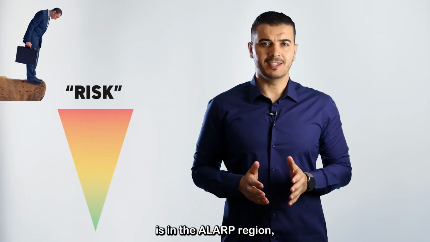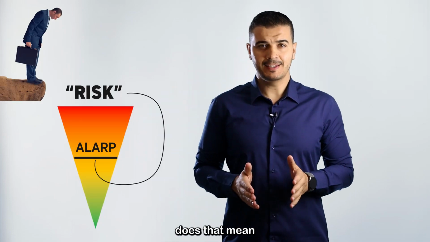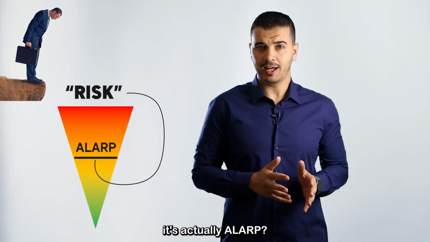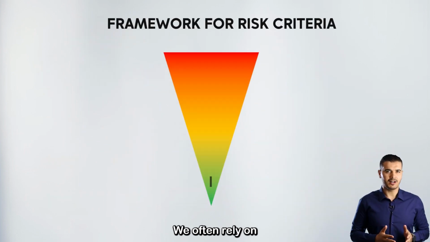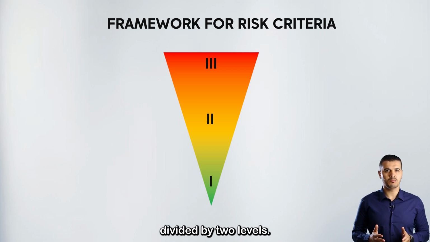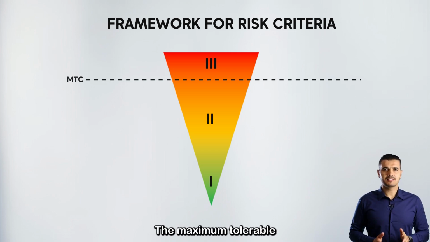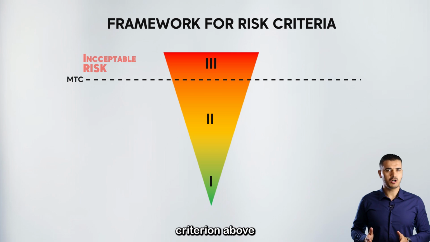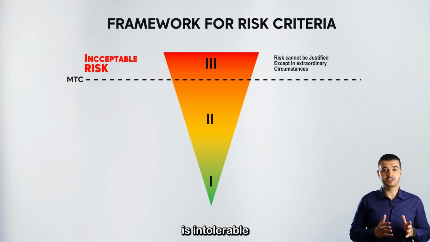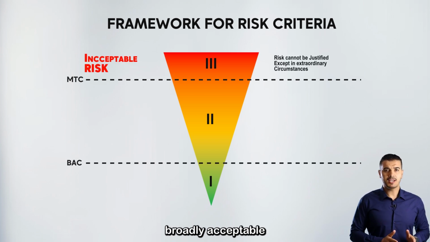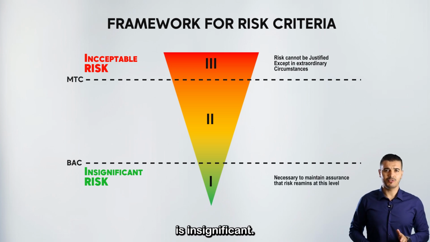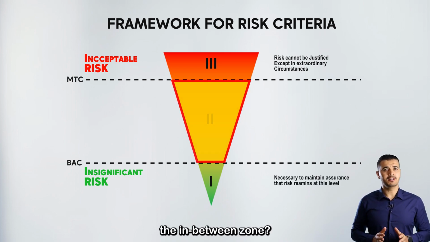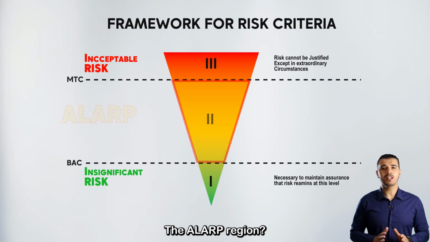If risk is in the ALARP region, does that mean it's actually ALARP? Let's break down the ALARP concept. We often rely on a three-zones framework to evaluate risk, divided by two levels: the maximum tolerable criterion, above which the risk is intolerable, and the broadly acceptable criterion, below which the risk is insignificant. But what about the in-between zone, the ALARP region?